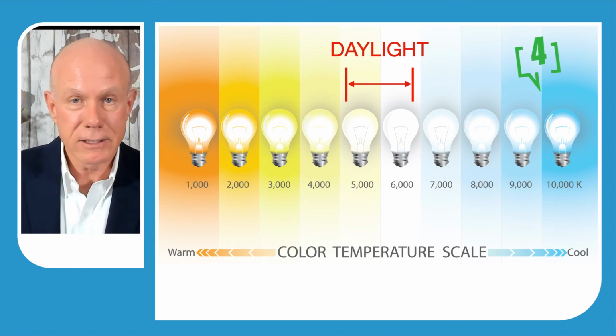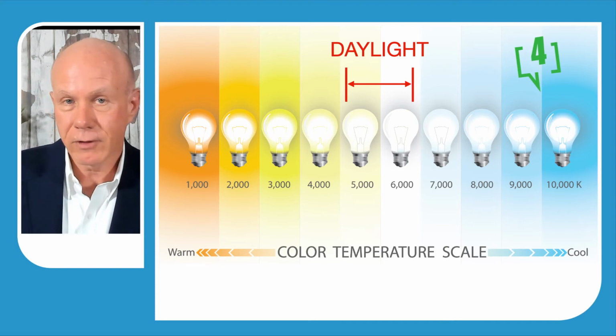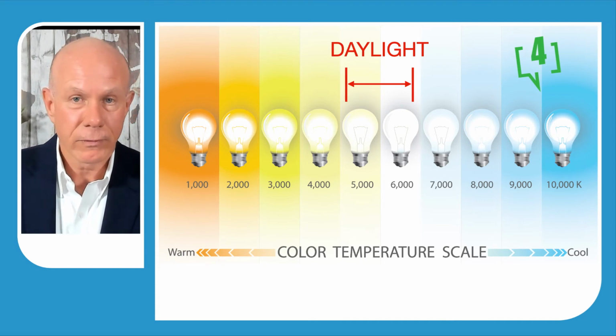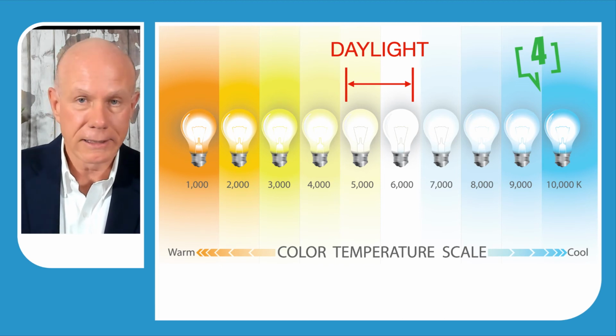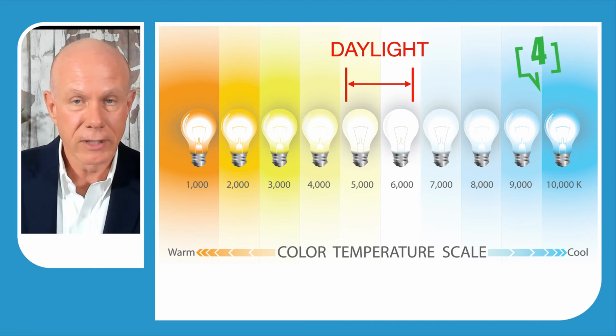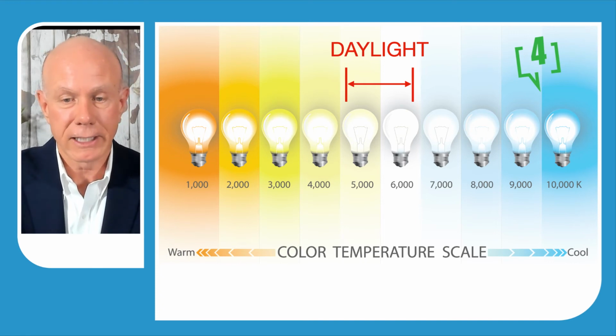If you're really into the temperatures, it's going to be between 5,000 and 6,500. It's very difficult to find a 6,000 Kelvin light at a home improvement store, but you can find them online. They're relatively inexpensive. But just get a daylight light bulb, you'll be fine.